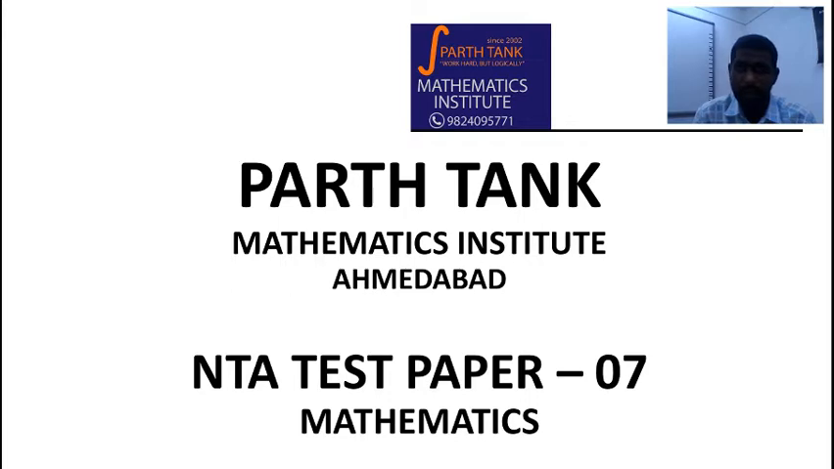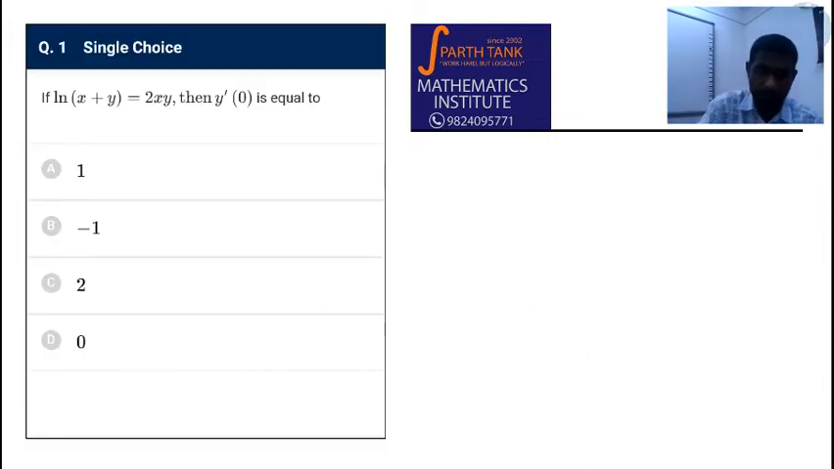In this video, I'll take you through the solutions of NTA's test paper number 7, the mathematics part. Let us begin. First one, if log of x plus y is equal to 2xy, then y dash of 0 is equal to. Very straightforward problem.